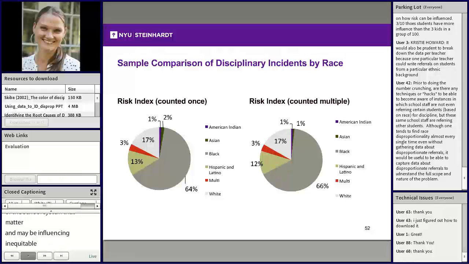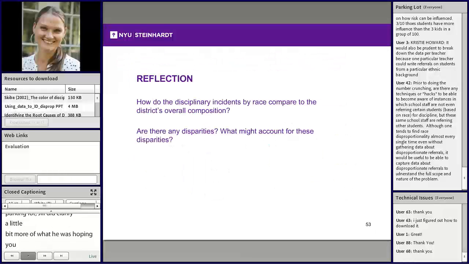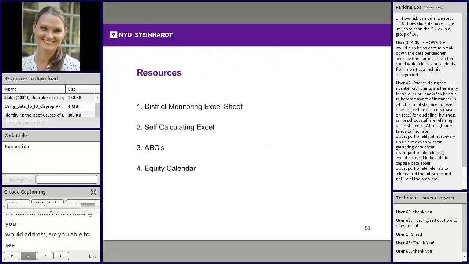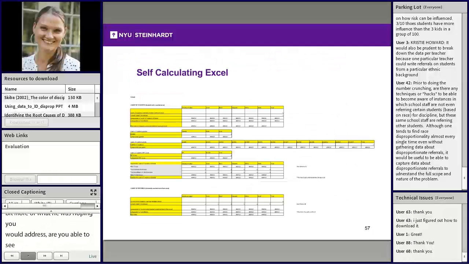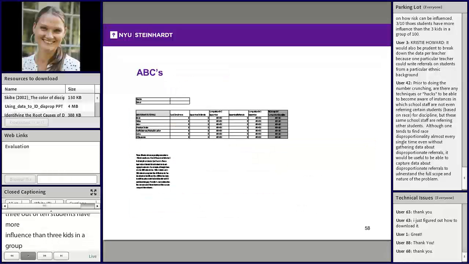Thank you, Catherine. And I just wanted to point out that in the parking lot, Joe did clarify a little bit more what he was hoping you would address. Are you able to see his follow-up question there? I will scroll down one second. Right above where I posted Christy's question, he says, my question is really based on how risk can be influenced. He says 3 out of 10 students have more influence than 3 kids in a group of 100. So he wanted you to address that.